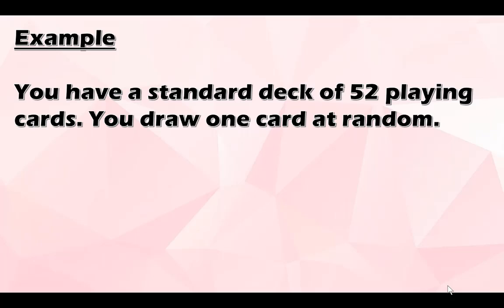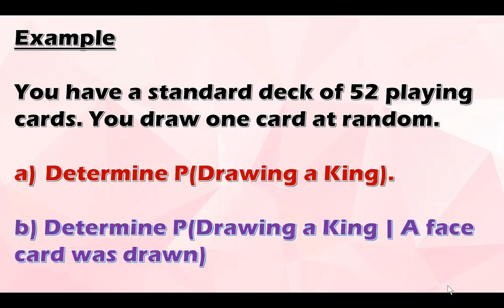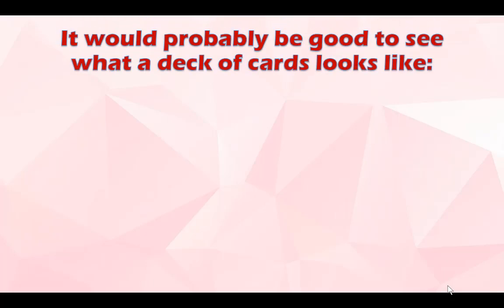So here's another example. You have a standard deck of 52 playing cards. You draw 1 card at random, and we're going to answer a few questions. Part A. Determine the probability of drawing a king. And B. Determine the probability of drawing a king given the fact that you know a face card was drawn from the deck. So to answer these questions, it would probably be a good idea to see what a deck of cards looks like. So I have a diagram here.